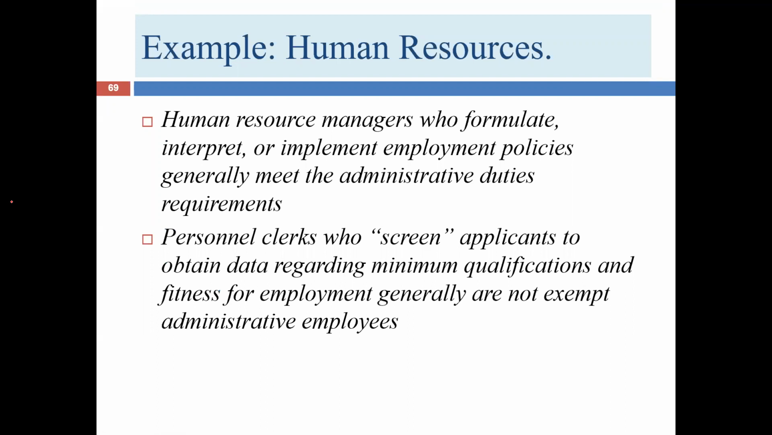Okay, so let's consider, in the example of human resources, a position that would be administrative and therefore could be salaried, and one that would be non-exempt, would not fit the administrative exception. So what would be a human resources manager who formulates, interprets, or implements employment policies that would meet the administrative duties requirement? So if I'm the one who comes up with the attendance policies in my unit, then that would make me someone who's using independent judgment.